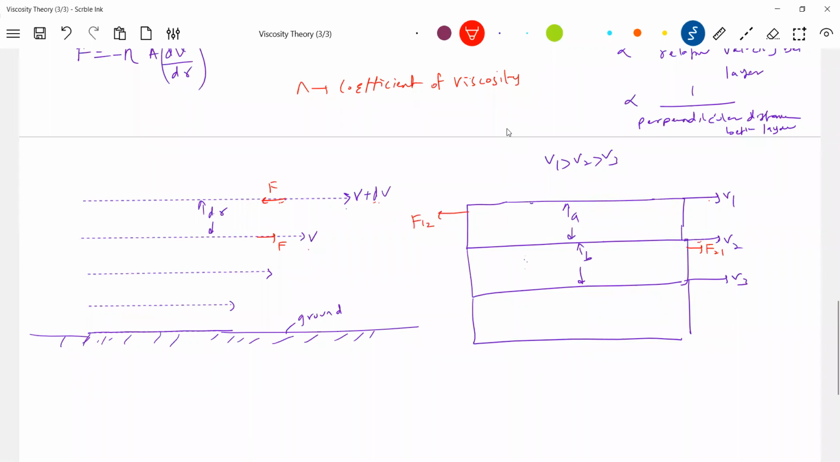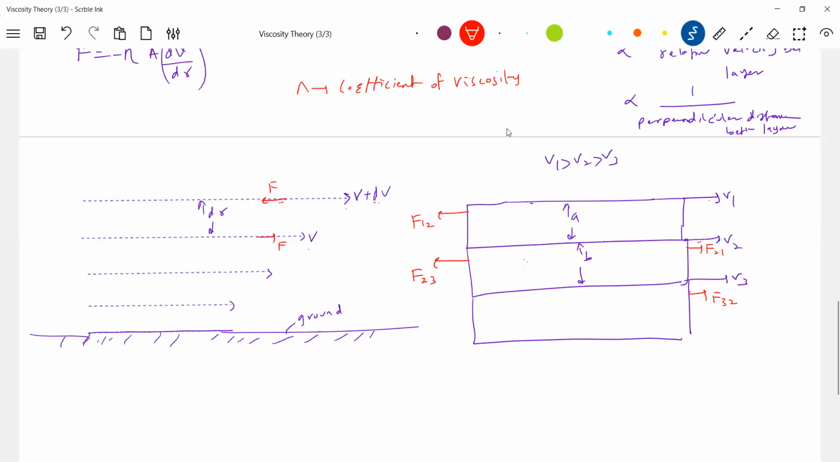Same thing happens here now. V2 greater than V3. So therefore there will be a viscous drag. How will it come? It will be like this, F23. Or here you have to show it F32.